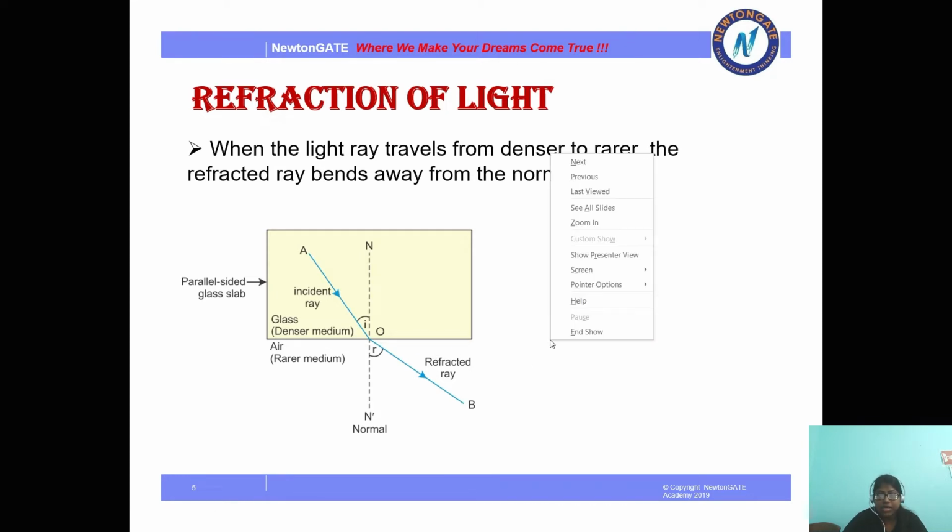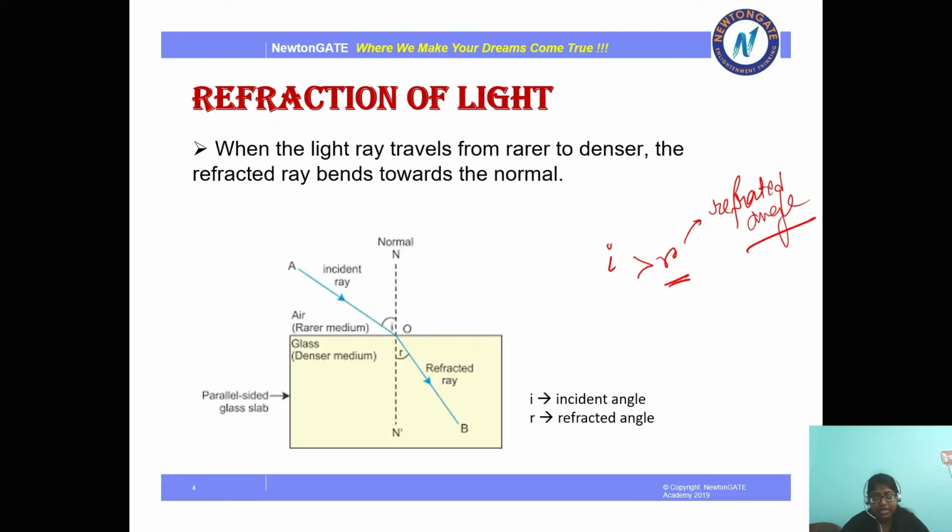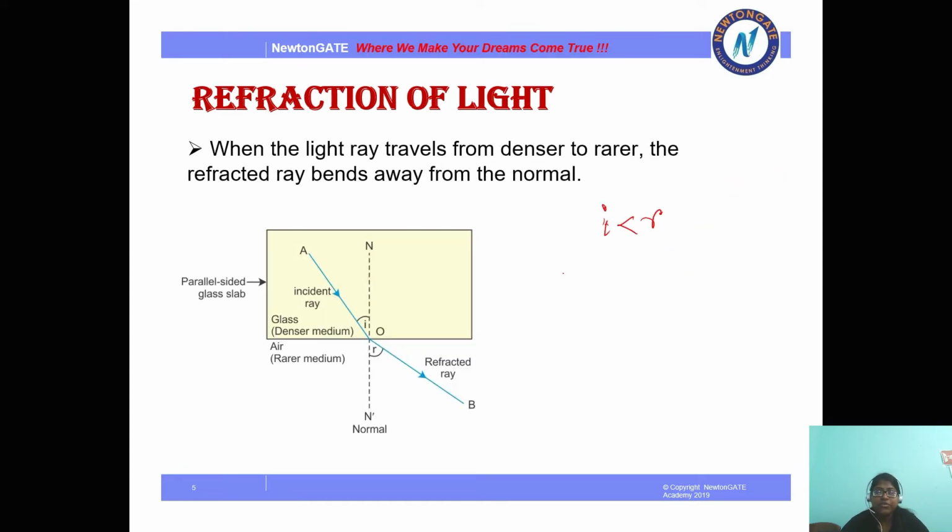So in this particular case, what will happen? Your incident angle, which is i, will be smaller than r. In the previous case it was greater than r. In this case, when you are traveling from denser to rarer medium, it is smaller. These are the two cases, because if you are taking two mediums, there can be only two cases. One of them is rarer, another is denser. Either you are moving from rarer to denser or denser to rarer.